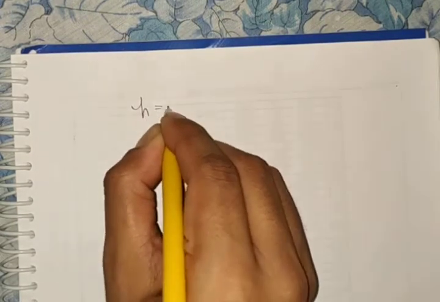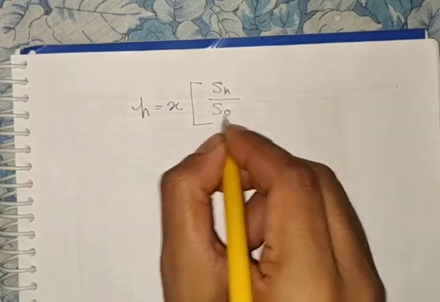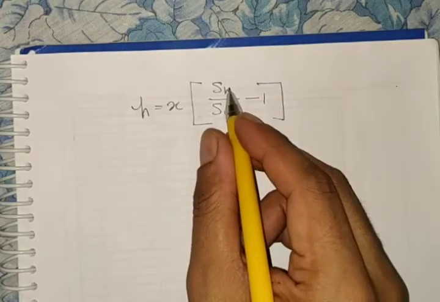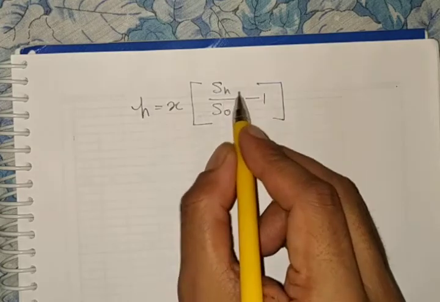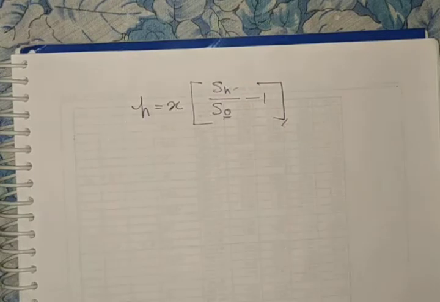So let's try to understand the relation between H and X. If the differential manometer contains a liquid which is heavier than the liquid through the pipe, like mercury, as compared to the liquid in the pipe, then the relationship between H and X will be this one. H is equal to X into (specific gravity of the heavier liquid divided by specific gravity of the lighter liquid which is inside the pipe, minus 1). This is the formula.